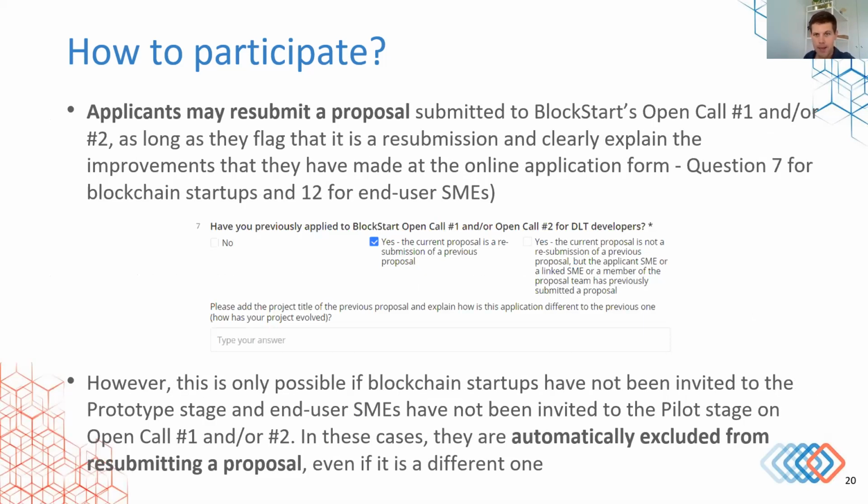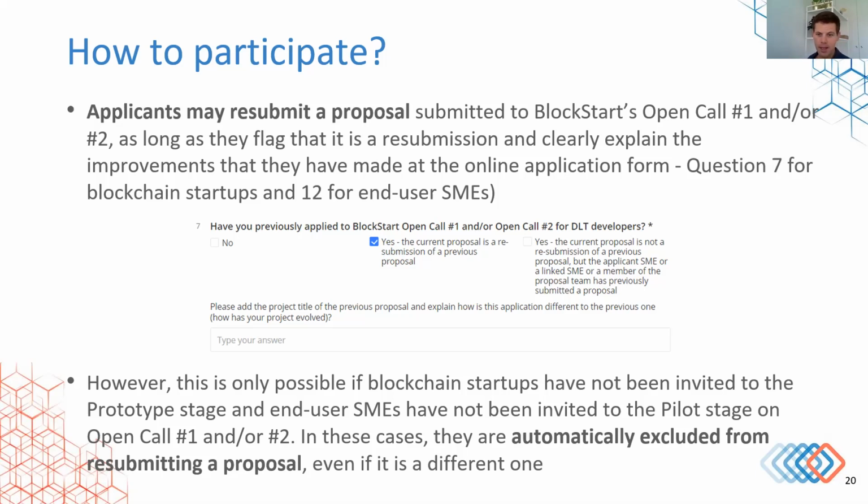For the applicants that may be wondering, if you have applied to Open Call 1 or Open Call 2, either as startups or SME adopters, you will still be able to apply again for this last opportunity. What you'll need to do is to signal that in 1 question, question 7 for startups and 12 for SMEs, and you should mention the theme and the title of the previous proposal, and also explain how you evolved your project since that time. So why we should change our minds and give you this opportunity. This is also a possibility for the ones that are already aware of BlockStart from previous open calls and that even already applied.